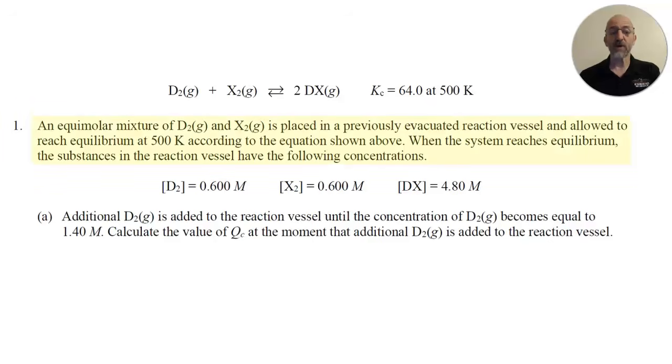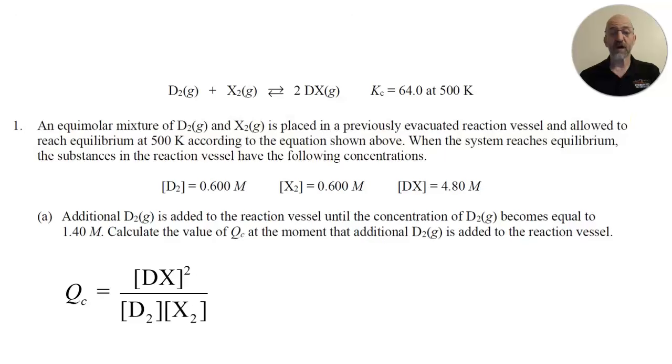An equimolar mixture of D2 and X2 is placed in a previously evacuated reaction vessel and allowed to reach equilibrium at 500 Kelvin according to the equation shown above. And when the system reaches equilibrium, the substances in the reaction vessel have the following concentrations. So what I will do before I take a look at part A of question 1 is I will write the expression for the reaction quotient Q for this reaction.